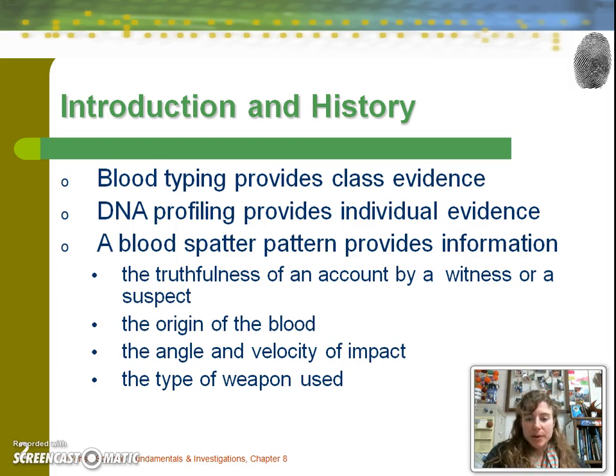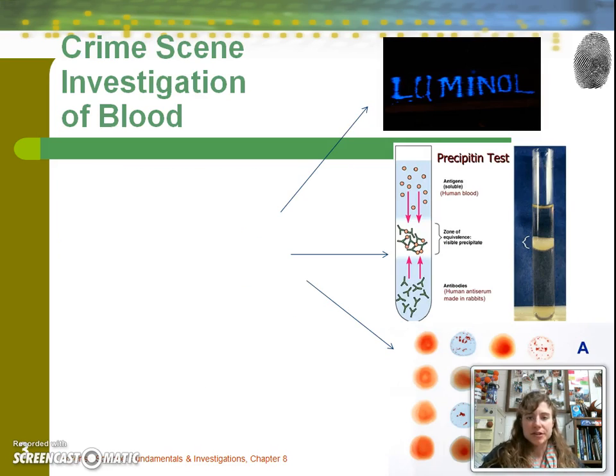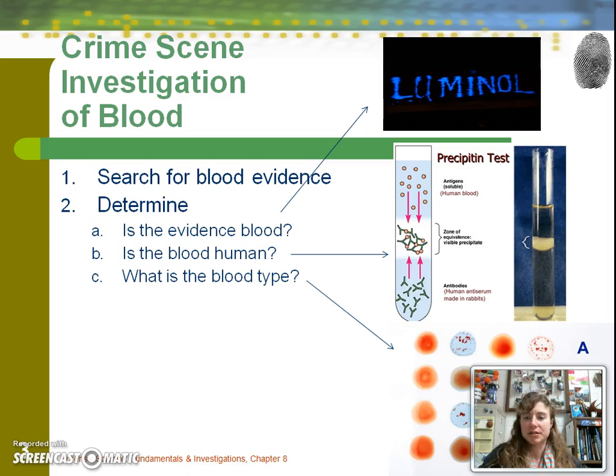Now, blood spatter patterns provide insight into an eyewitness account or suspect account, the origin of the blood, angle and velocity, and perhaps the type of weapon used. So first thing is we've got to find the blood. And a big contributor to that is a test called luminol, which is a chemical reaction between the blood and the luminol, which causes it to fluoresce. So that's a way to find it.